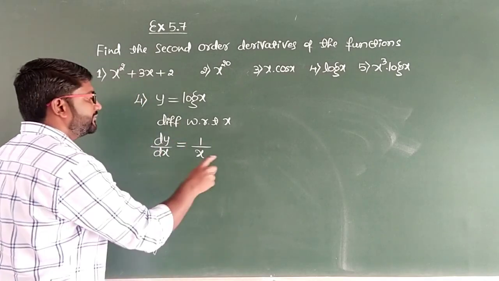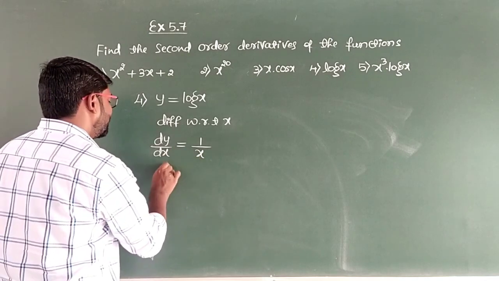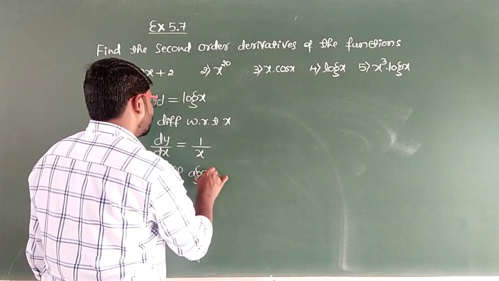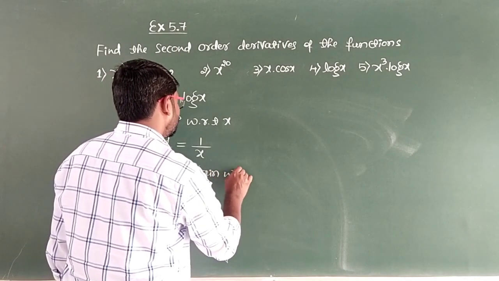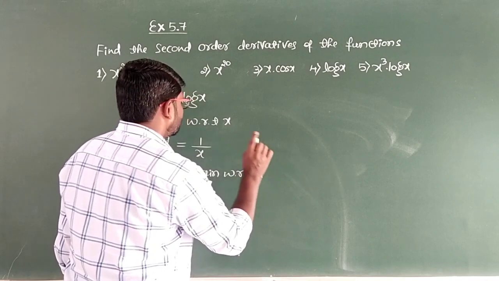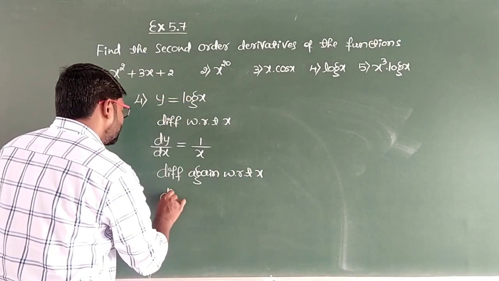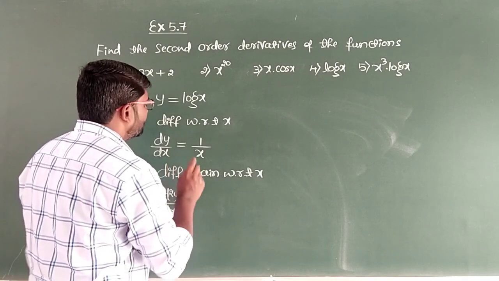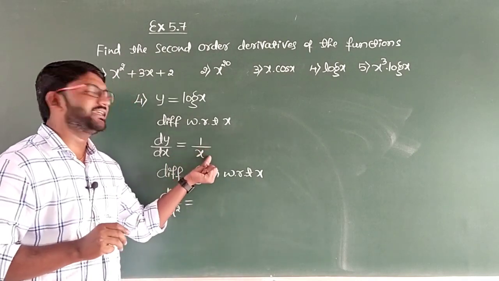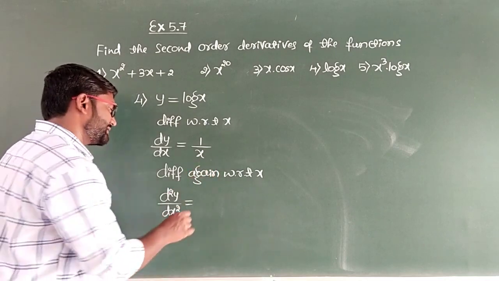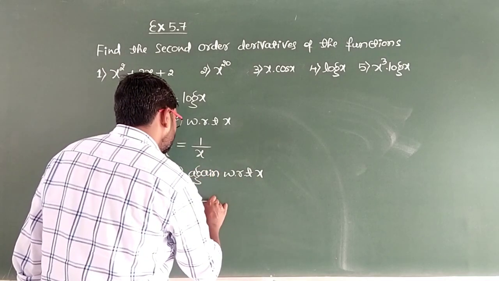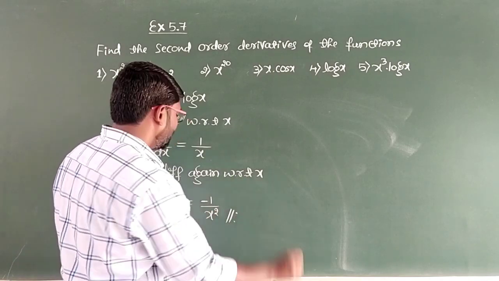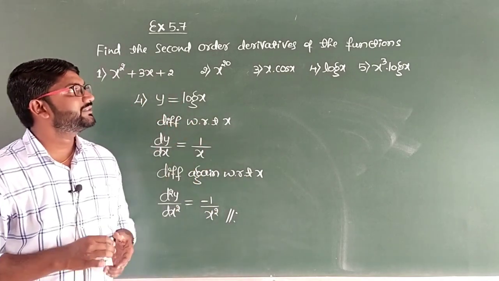So now once again we will have to differentiate. Differentiate again with respect to x. So what do we get here? D square y by dx square, which is equals to, so this is a standard formula, derivative of 1 by x, it will be minus 1 divided by x square. So this is the answer for the question number 4. Note down this, then we'll take up the question number 5.